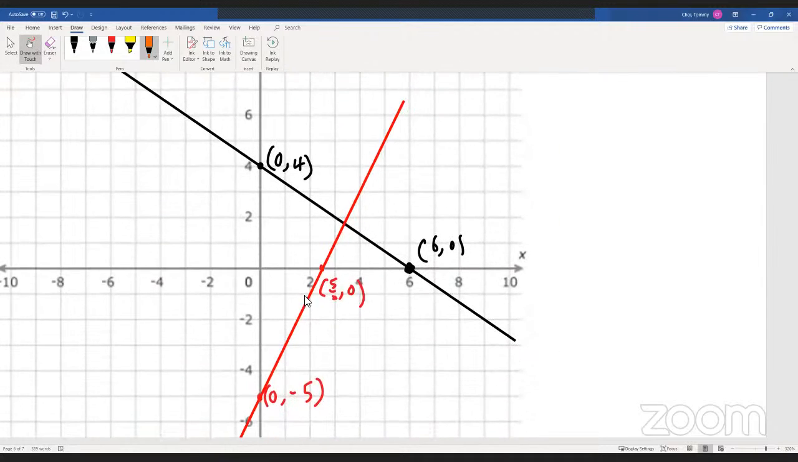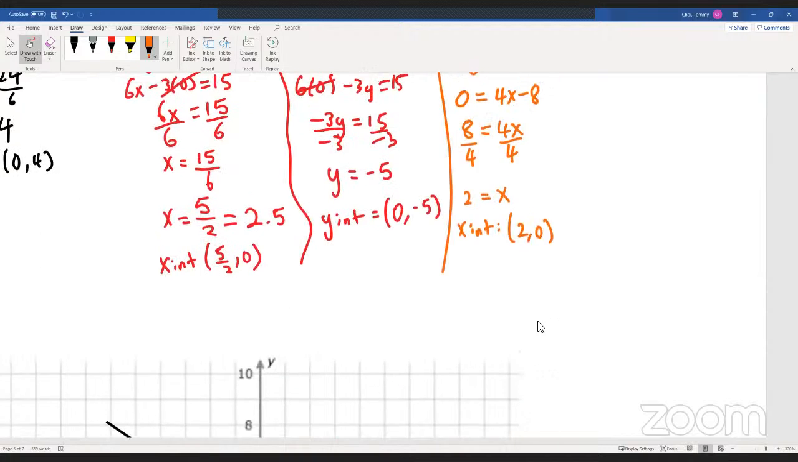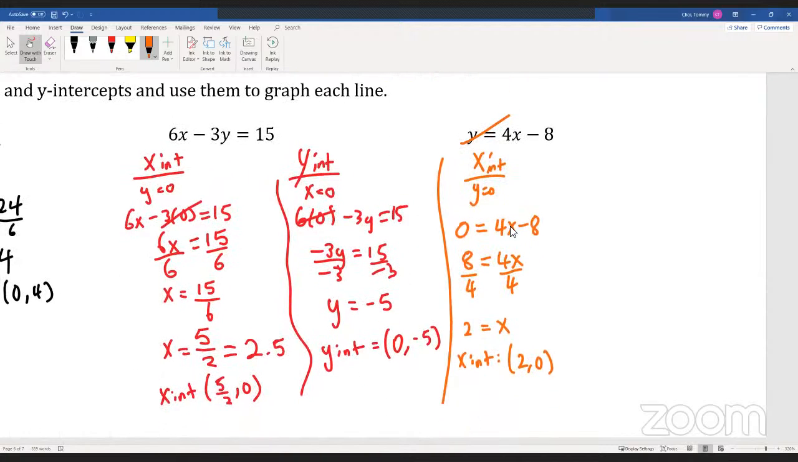I'm going to scroll down. I'm actually going to plot that first. I should have done that for the previous question, so I'm going to do it now. So I plot the x-intercept, 2, 0.